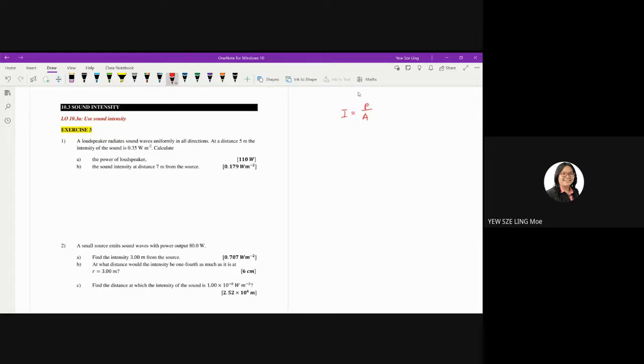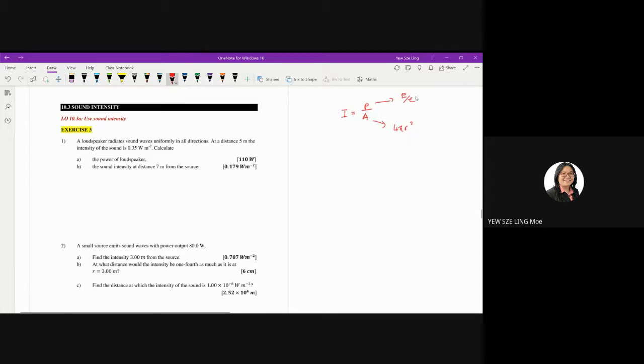So power, the equation for power is E over T. And then area can be calculated now, because sound is traveling out in all directions, so the shape of the sound is a sphere. So the area for a sphere is 4 pi r squared. So E over T and 4 pi r squared.